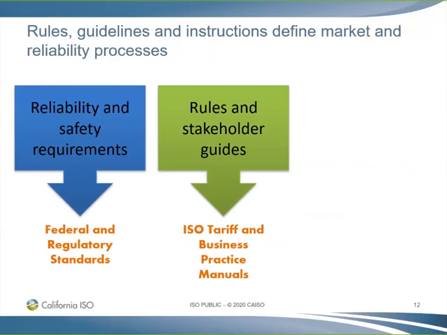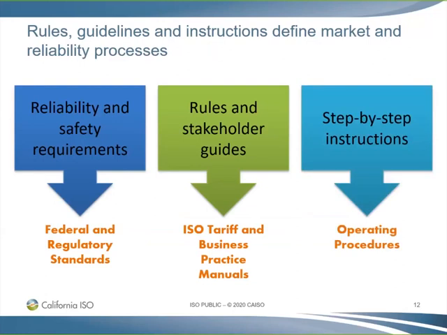We also have business practice manuals, or BPMs. These rules in the tariff can be high level at times, so our BPMs provide detailed rules, procedures, and examples for the administration, operation, planning, and accounting requirements of the ISO and the market that are consistent with the ISO tariff. Adherence to the BPMs is important for orderly operation of the ISO market. We also have operating procedures which guide the critical step-by-step actions of control room tasks. Some of these procedures are posted on our website while others are confidential.